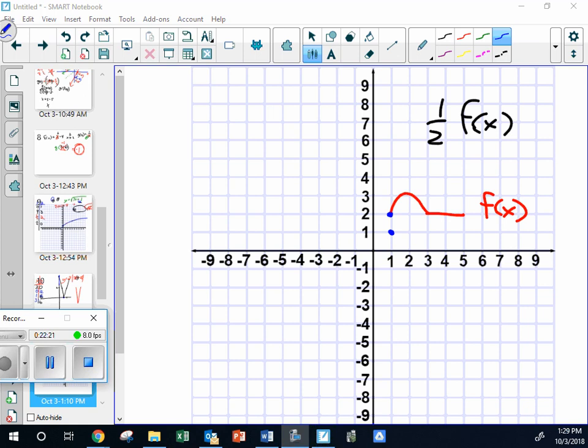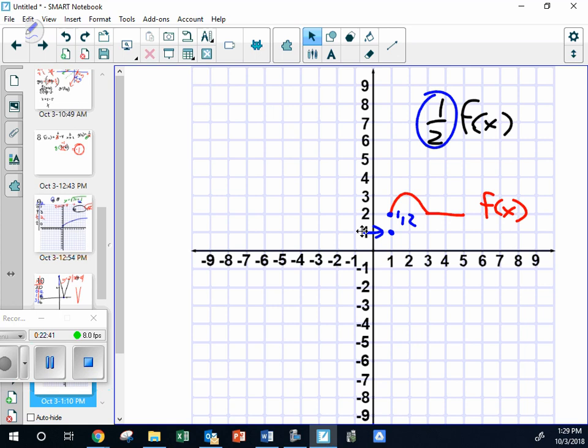I'm going to move this point down here. Notice its width did not change. Its height changed because it's a vertical thing. So it went from 1 comma 2 to 1 comma 1. This was at 1 comma 2. The new point, 1 comma 1. I'll make the new points green.